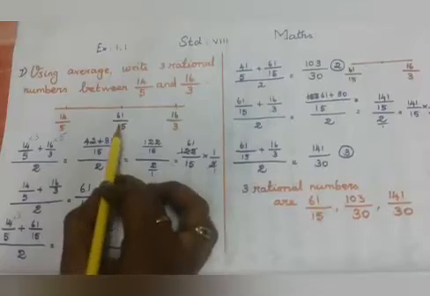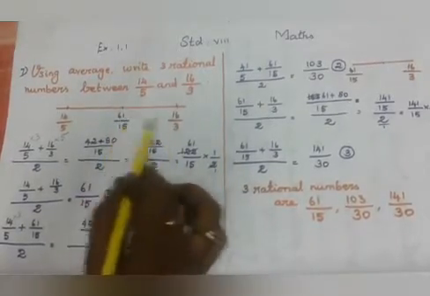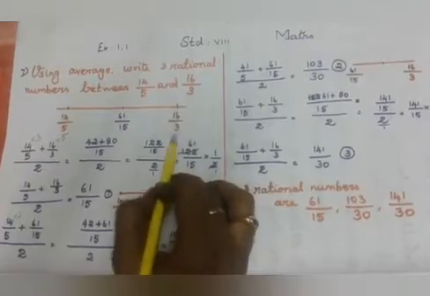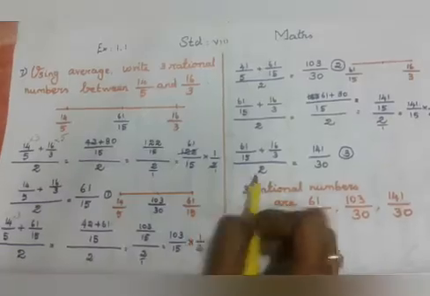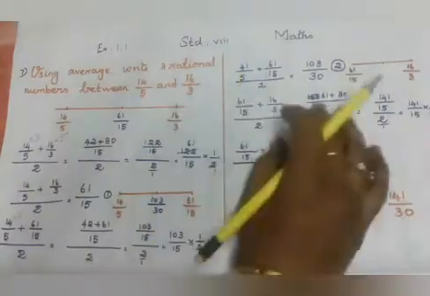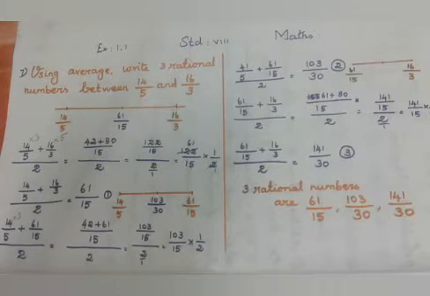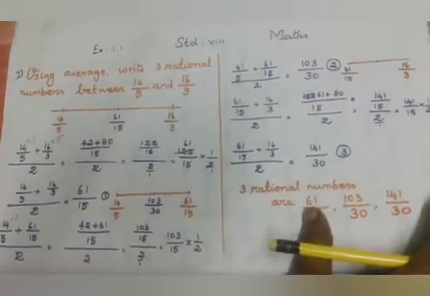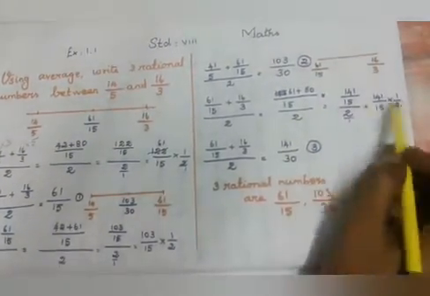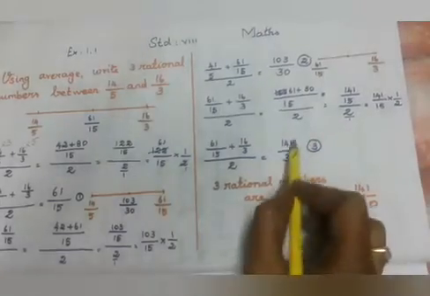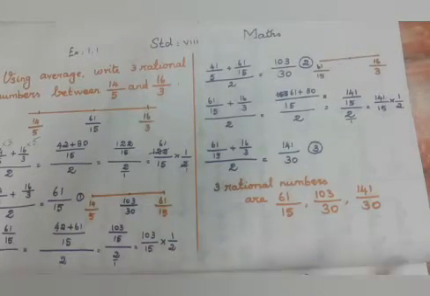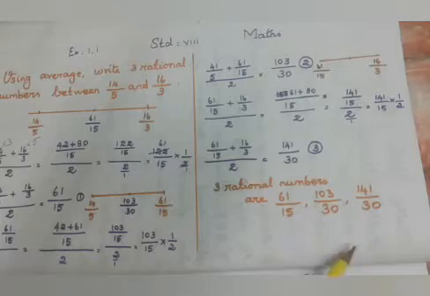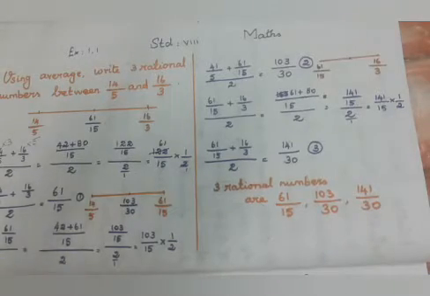Now, how do we find the third number? We find the average between 61 by 15 and 16 by 3. We add these two numbers and divide by 2. In the same way, we make the denominators the same: find the LCM, add the numerators and cut the common values. Here there is no common value, so we just multiply the values and put the answer. So we got 141 by 30. Now we have the three values. The first one is 61 by 15, the second is 103 by 30, and the third is 141 by 30.